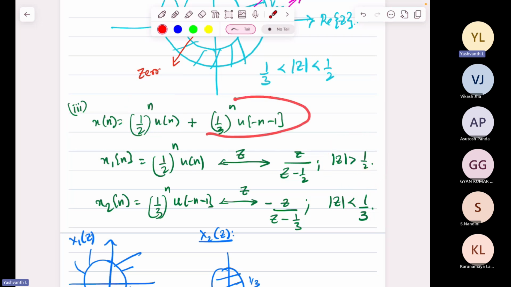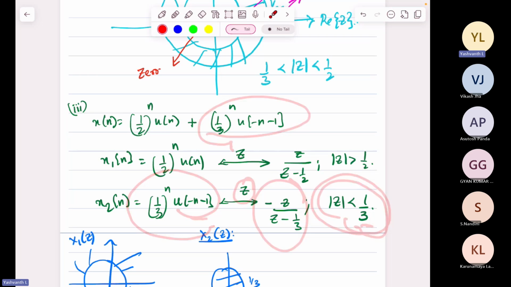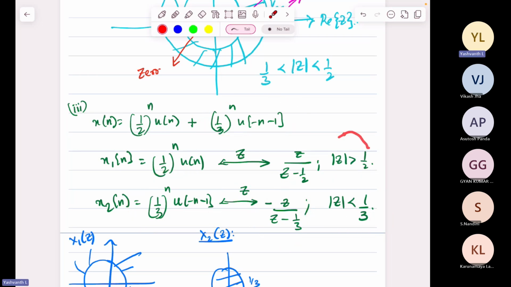Now, the second signal has x2 of n equal to 1 by 3 power n times u of minus n minus 1. The z transform comes out to be minus z over z minus 1 by 3, with the ROC being mod z less than 1 by 3. This is because it's a left-sided signal, so the ROC is the interior part of the circle mod z equal to 1 by 3. Now, the common ROC is the intersection of both of them.